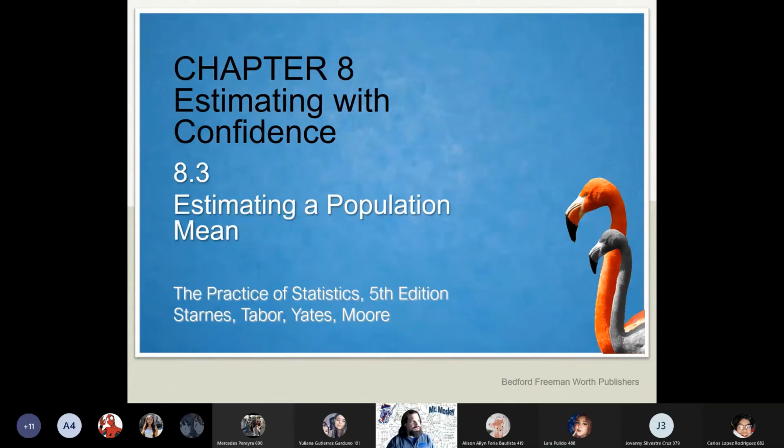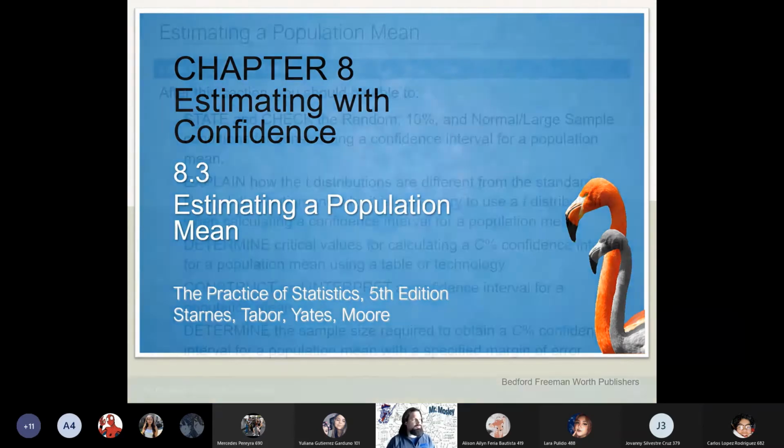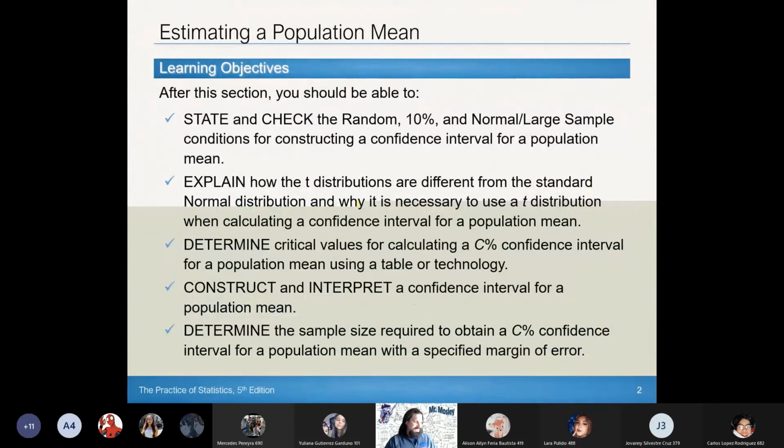Alrighty, so here we are, chapter 8, estimating with confidence, estimating a population proportion. We're gonna get going. So today, right, the goal here is that we will be able to state and check the random 10% and normal large sample conditions for constructing a confidence interval for a population proportion.